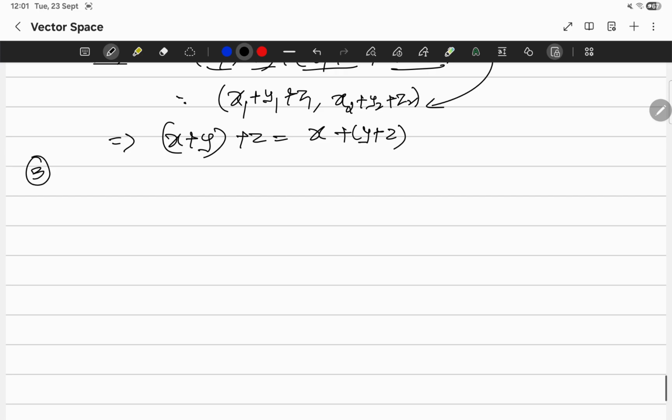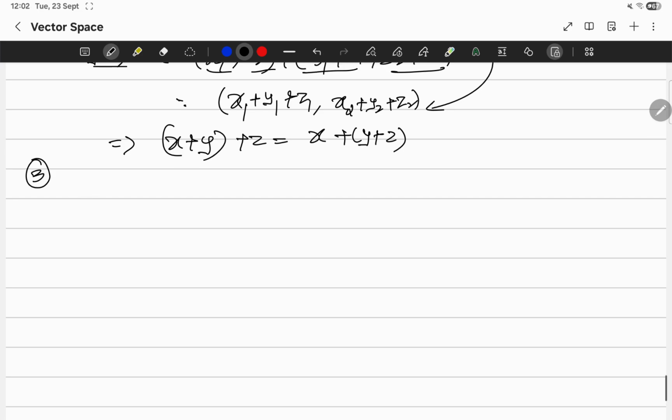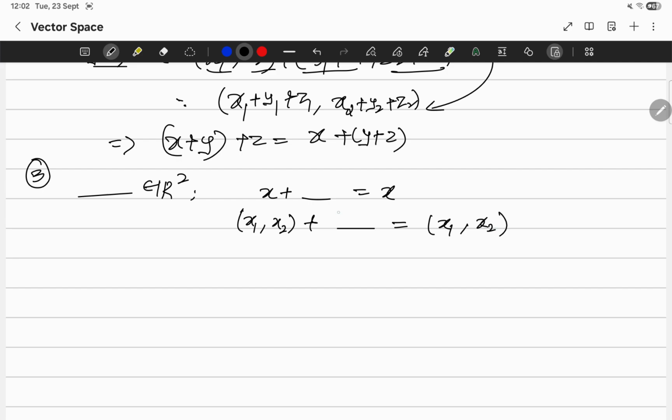Now the third property: if you have any element in R2 such that when you add it to any element of R2 you get the same element. So x is (x1, x2); you have to add some element from R2 and it should again be (x1, x2). That will be (0, 0), and (0, 0) is in R2. So this is your R2, and this is your (0, 0). We are calling it the zero vector.